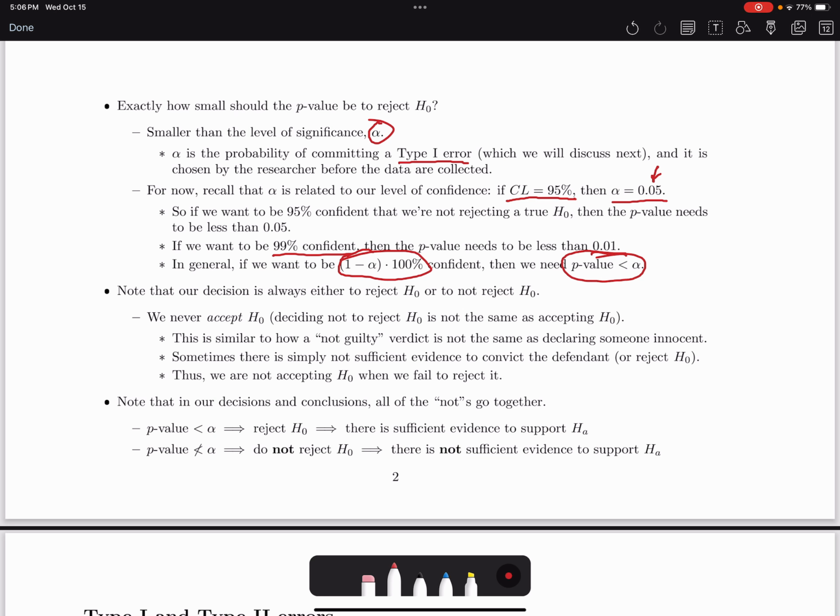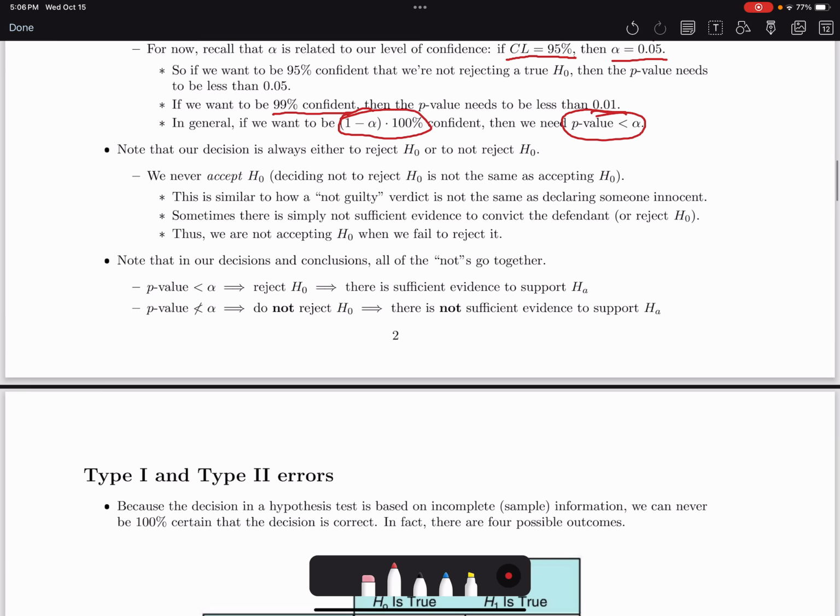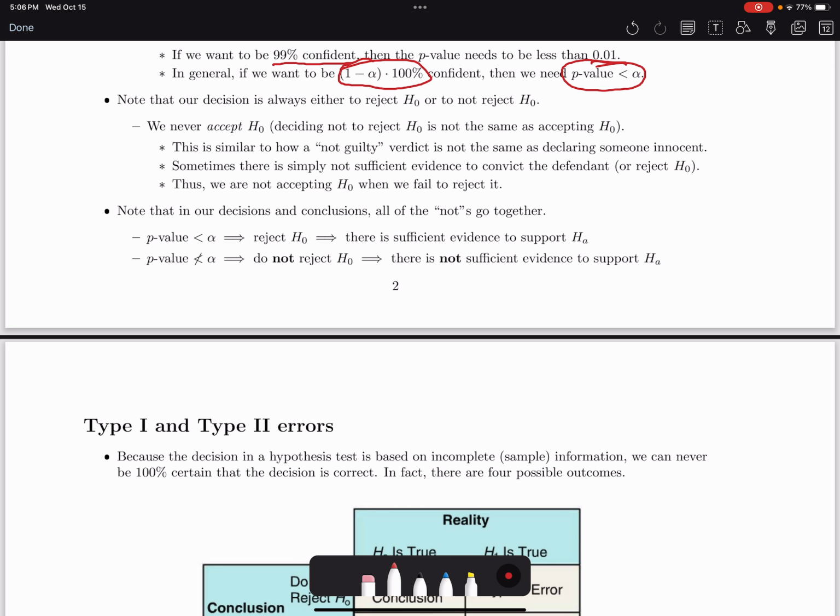Now, our decision is always about the null hypothesis. We're always deciding either to reject or to not reject the null. We're never making any decisions about the alternative. Okay, the decision is always about the null, and we never accept the null. When we decide not to reject the null hypothesis, that is not the same thing as accepting the null hypothesis.